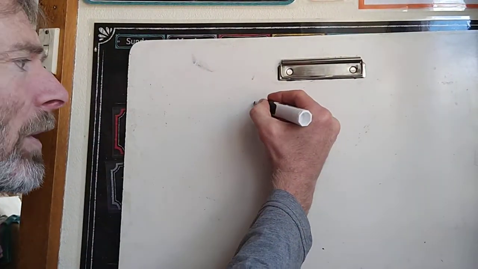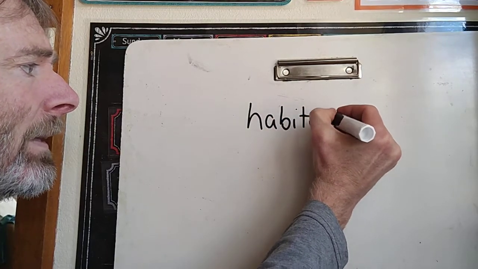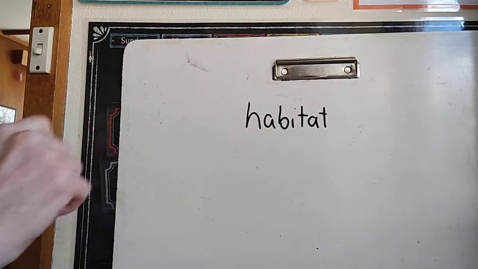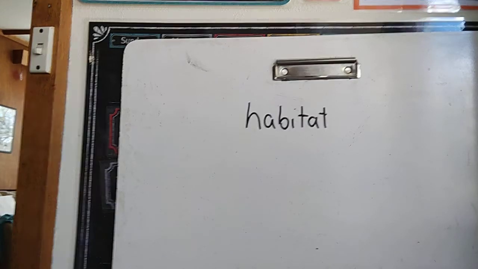I'm going to write it up on the board here for you. The word is habitat. Now, very easy word to sound out. Habitat. Now, a habitat is a place that an animal lives. All right. In order to live there, it must have food, water, and shelter. Okay, food, water, and shelter.